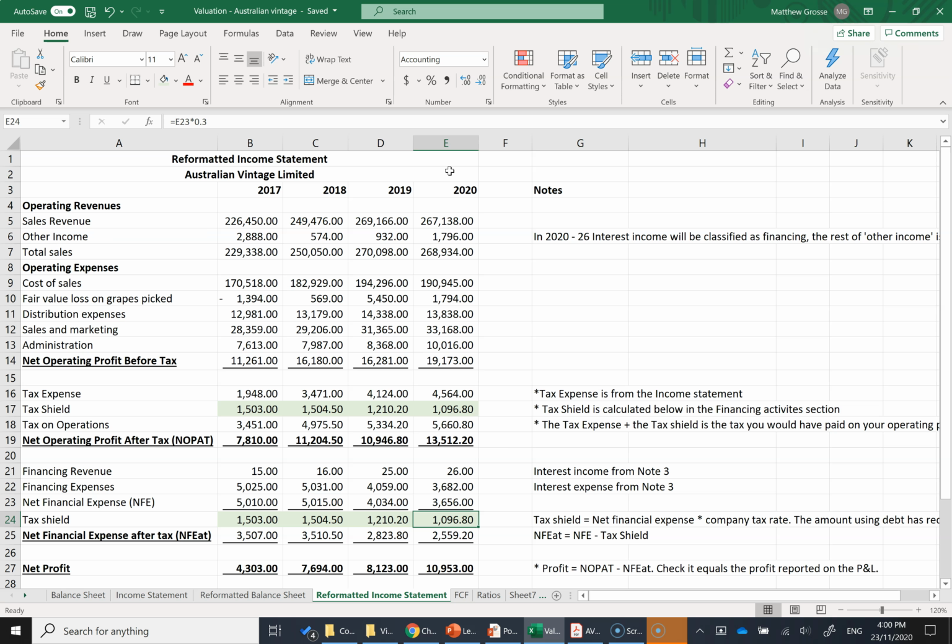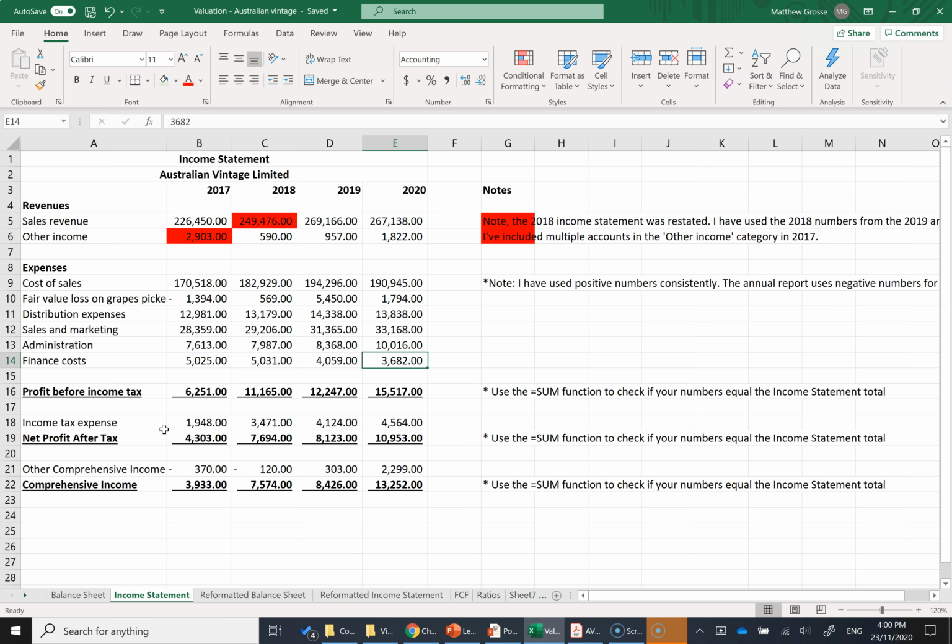So let's look at our operating activities on the income statement here. I've listed my revenues here, and then I've got all my operating expenses, and I calculate operating profit before tax. I added up my revenues minus all the different operating expenses. When I look at my income statement, I see that I've got an income tax expense of 4,564. When I reformat my income statement, I have to realize, okay, this income tax expense of 4,564 is how much I actually have to pay the tax office eventually.